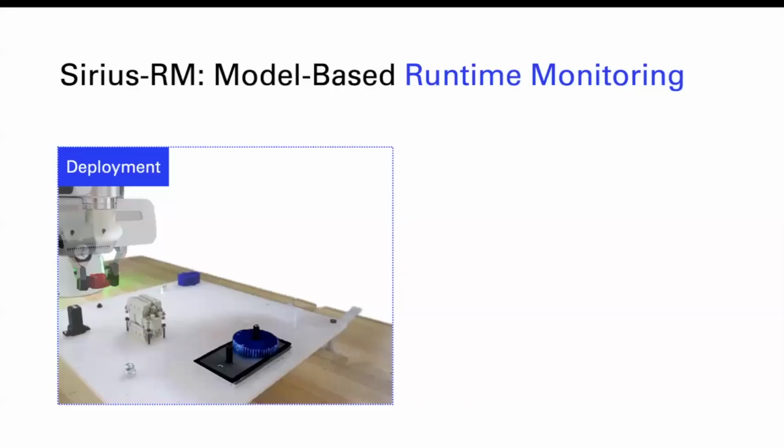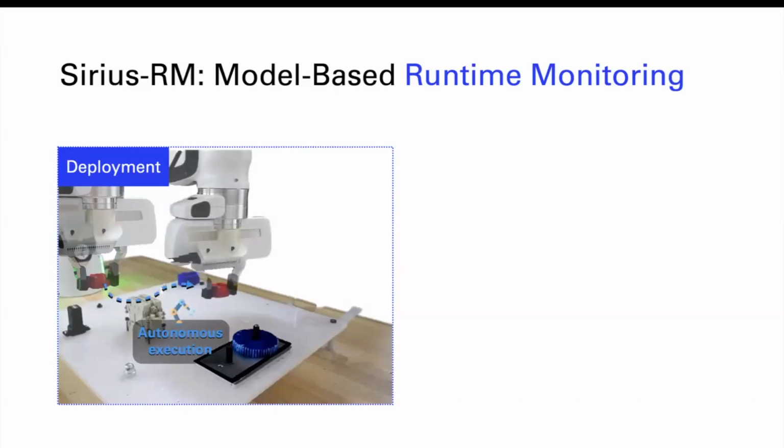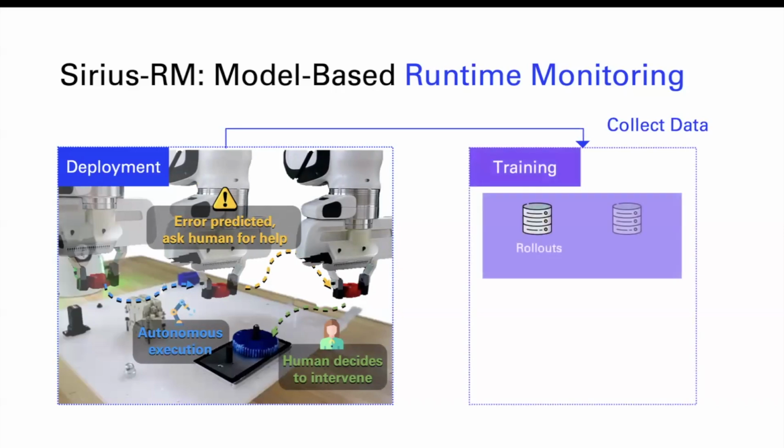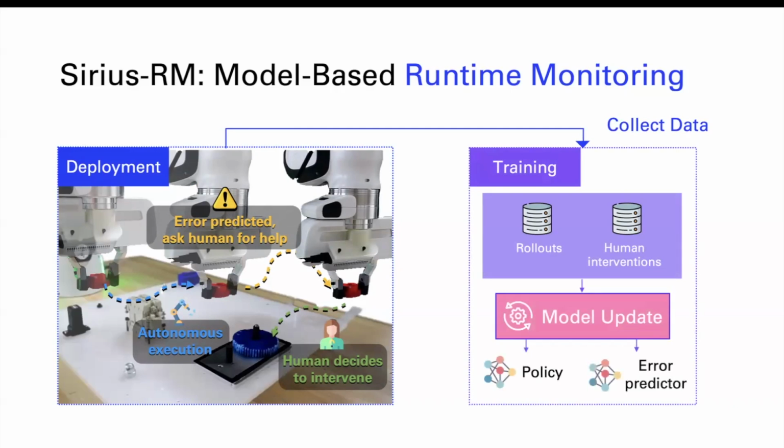With this, we present SIRIUS runtime monitoring, a model-based runtime monitoring algorithm that uses data at deployment to train the error predictors. During deployment, the robot performs autonomous execution until the algorithm predicts an error and asks the human for help. The human chooses when to intervene. These data are used for training, where the rollouts and the human interventions are used for the model update. Both the policy and error predictor are updated, and their updated versions are then deployed again.